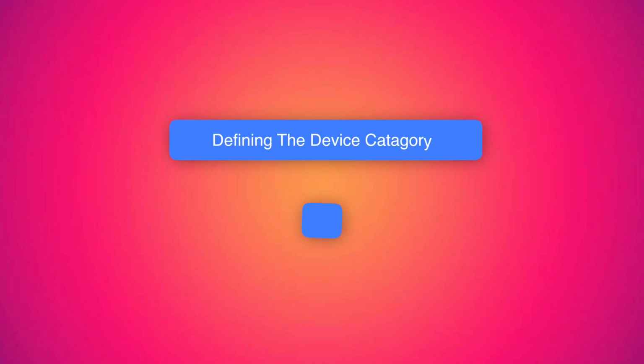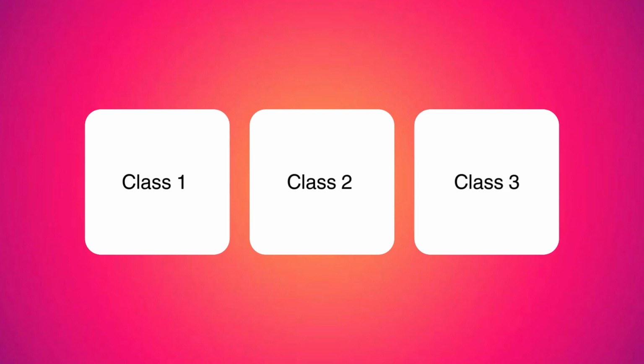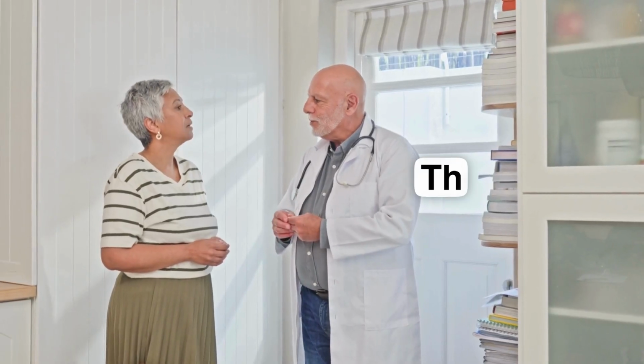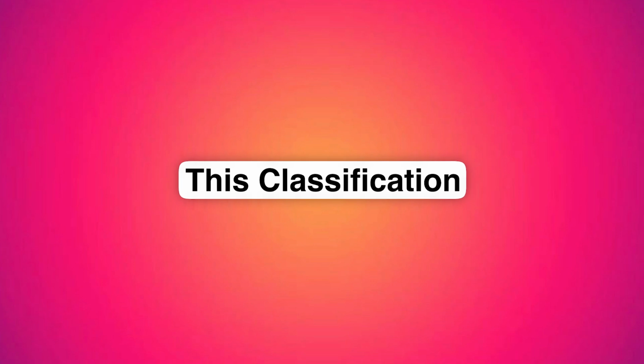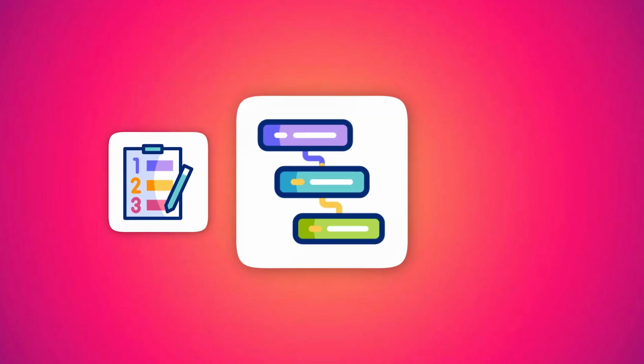Step 1 is defining the device category and risk class. Is it class 1, 2, or 3? Will it handle monitoring, diagnostic analysis, or clinical guidance? This classification determines your architecture, documentation, testing, and regulatory pathway.